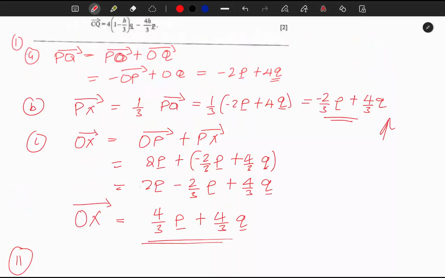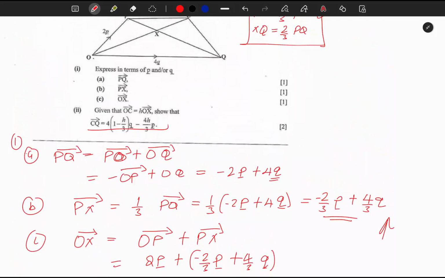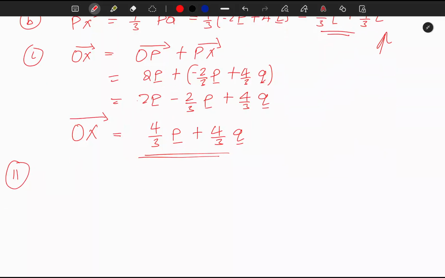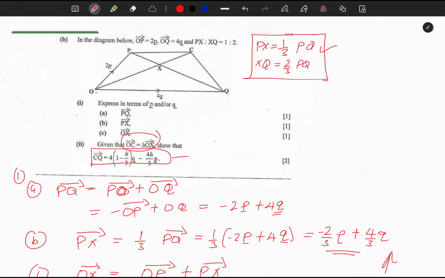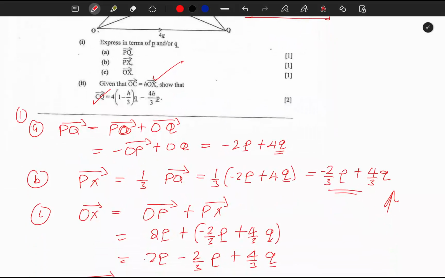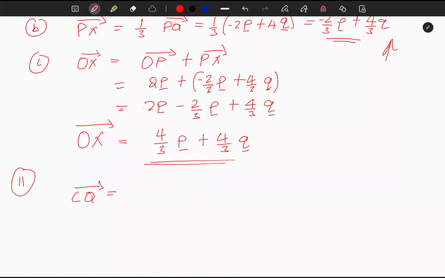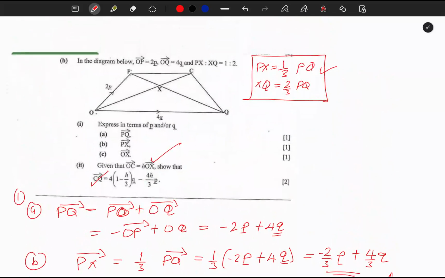Part 2 is trying to tell us to show that this is equal to that. But they have given us what OC is. So let's find CQ. What you are proving is equal to this. You don't have to start solving this one. By giving you this information, show that this is equal to this. So you are going to find the vector the same way you've been finding these vectors. It's still the same. So CQ is what? So CQ is this line.